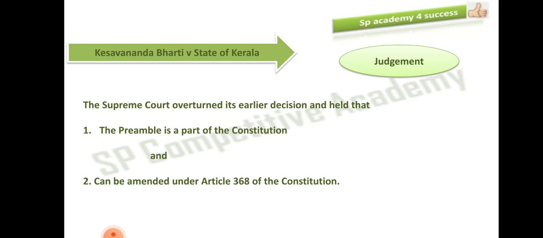So let's move to the Supreme Court judgment related to the Keshavananda Bharati case. The Supreme Court overturned its earlier decision and held that the preamble is a part of the Constitution and can be amended under Article 368 of the Constitution. So whatever you have studied in the Golaknath case or the Beruberi case, that was altered here. The Supreme Court said the preamble is a part of the Constitution and it can be amended under Article 368.